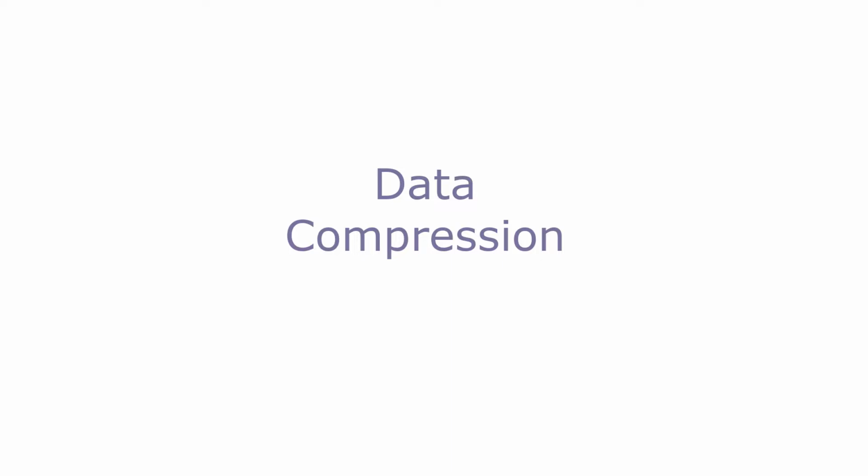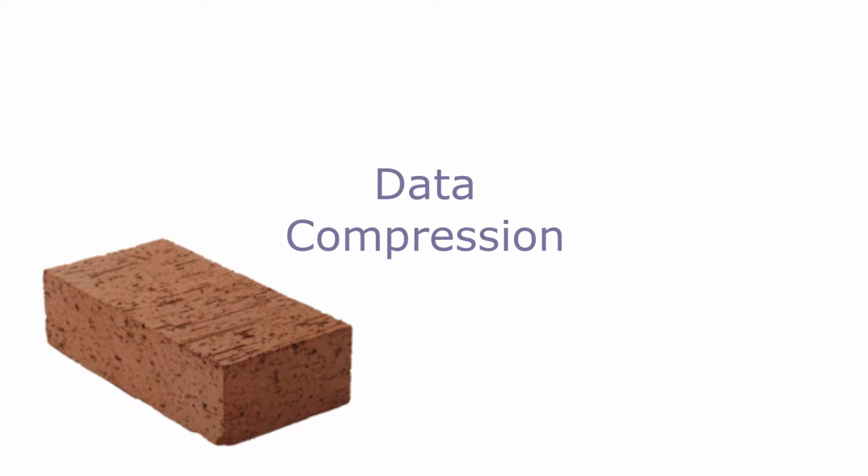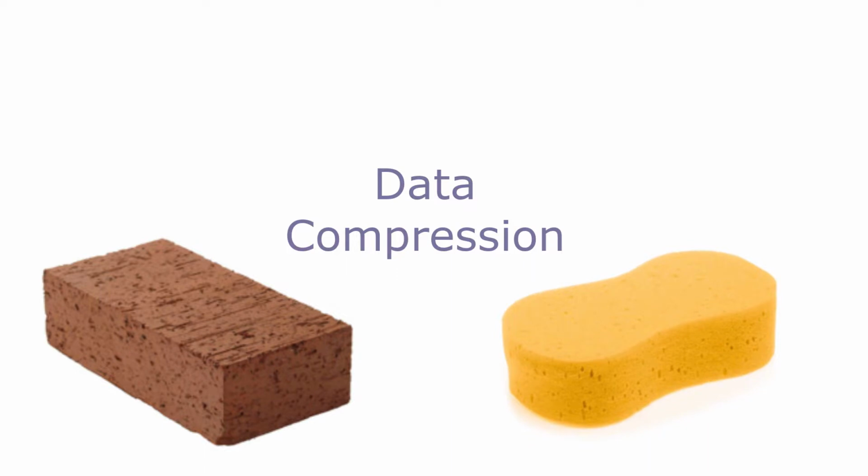Some data has very little redundancy, like this brick, and so is not very compressible. Other data, like this sponge, is full of redundant data and can be compressed a lot.